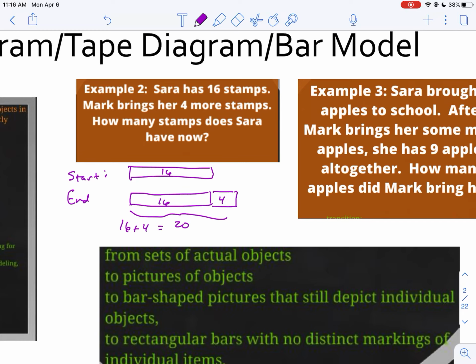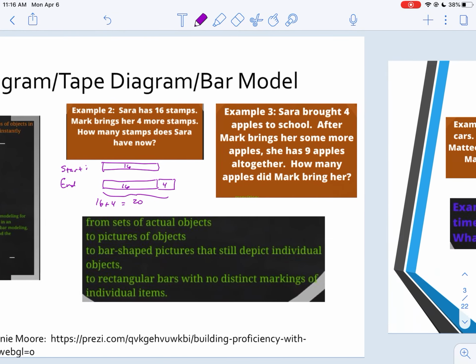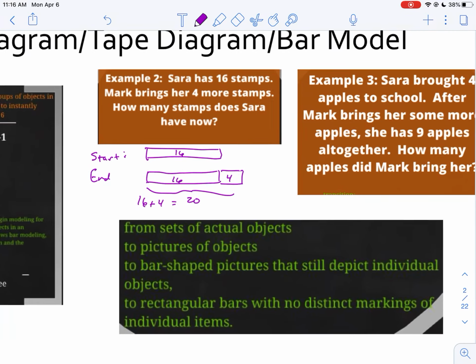There you're like, well, that's just a word problem. Well, you're right, it's just a word problem, and you can do it without a tape diagram. That's fine. But it helps when we get into more unknowns or more variables.